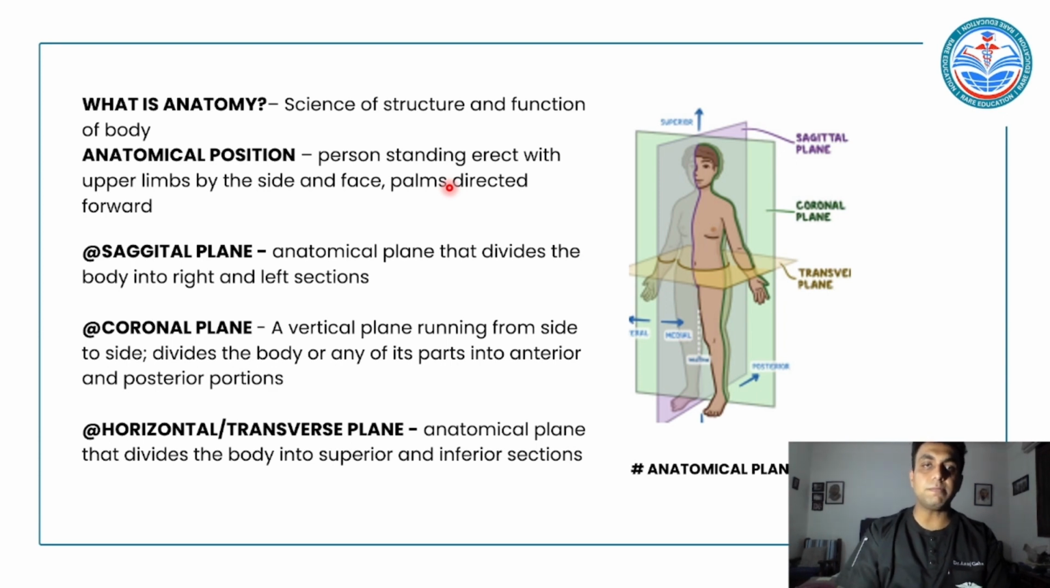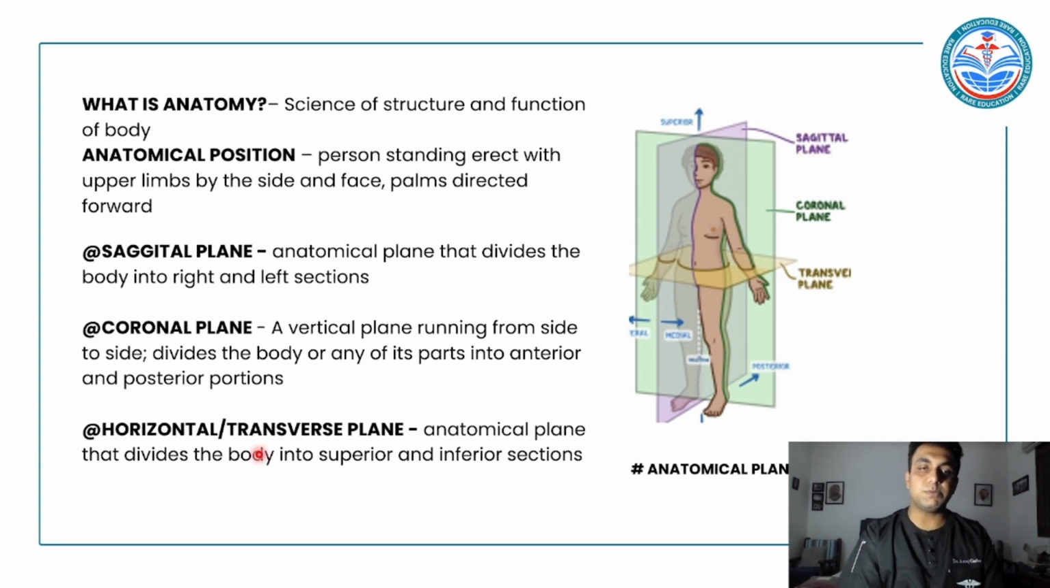Now, sagittal plane basically means the anatomical plane that divides the body into right and left sections. Now, let us see that. Please look at this purple color plane that is cutting the human into two parts. We can see that this is dividing the body into right and left parts. Now, the next one is called a coronal plane. That is a vertical plane running from side to side, dividing the body into anterior and posterior. Now look at this green color plane that is dividing the human being into anterior and posterior.